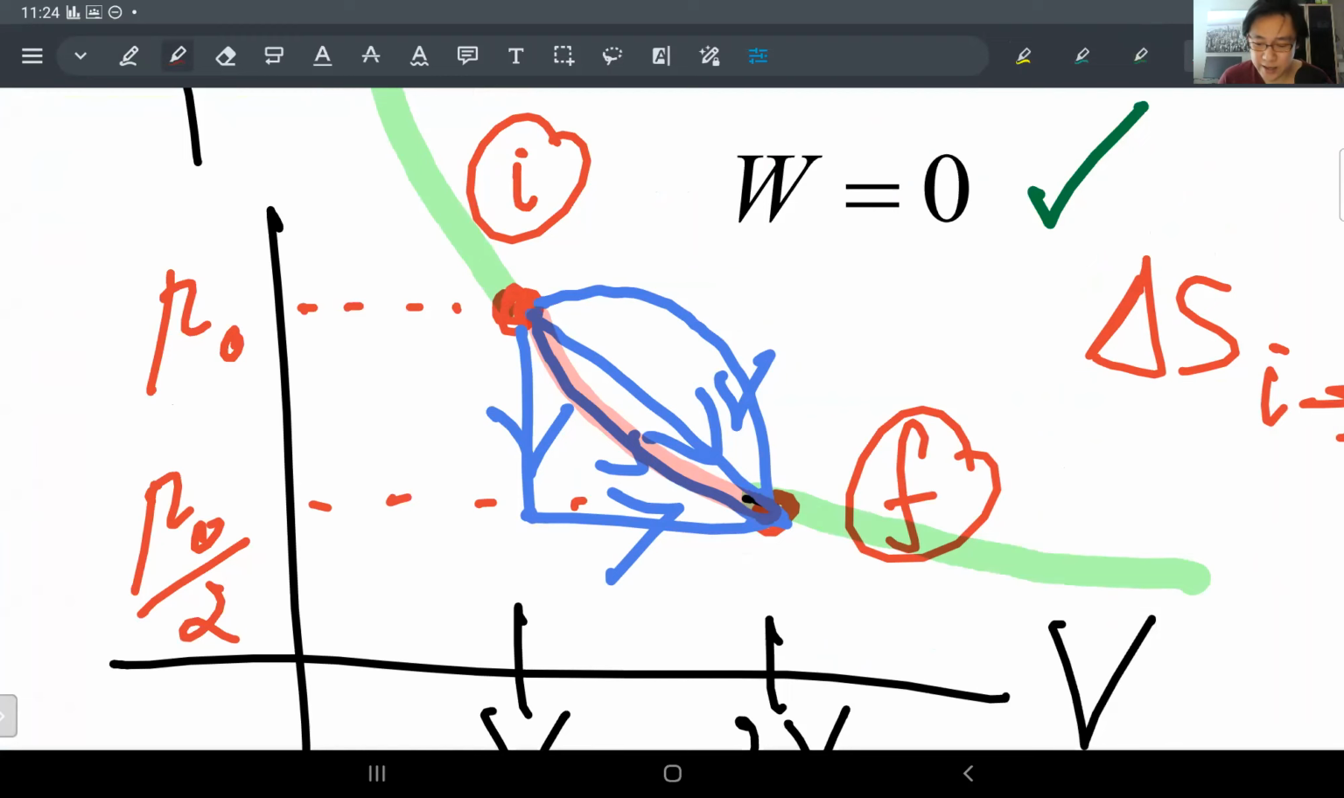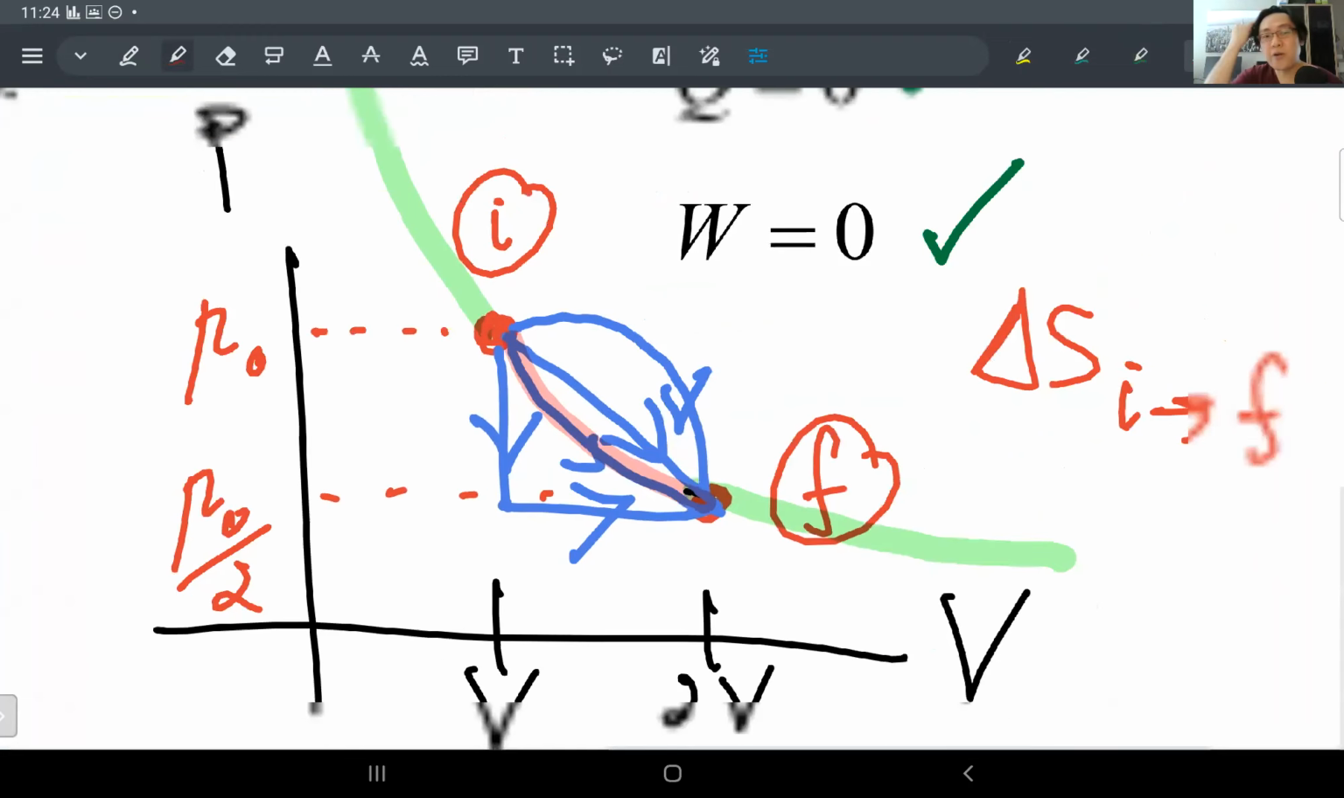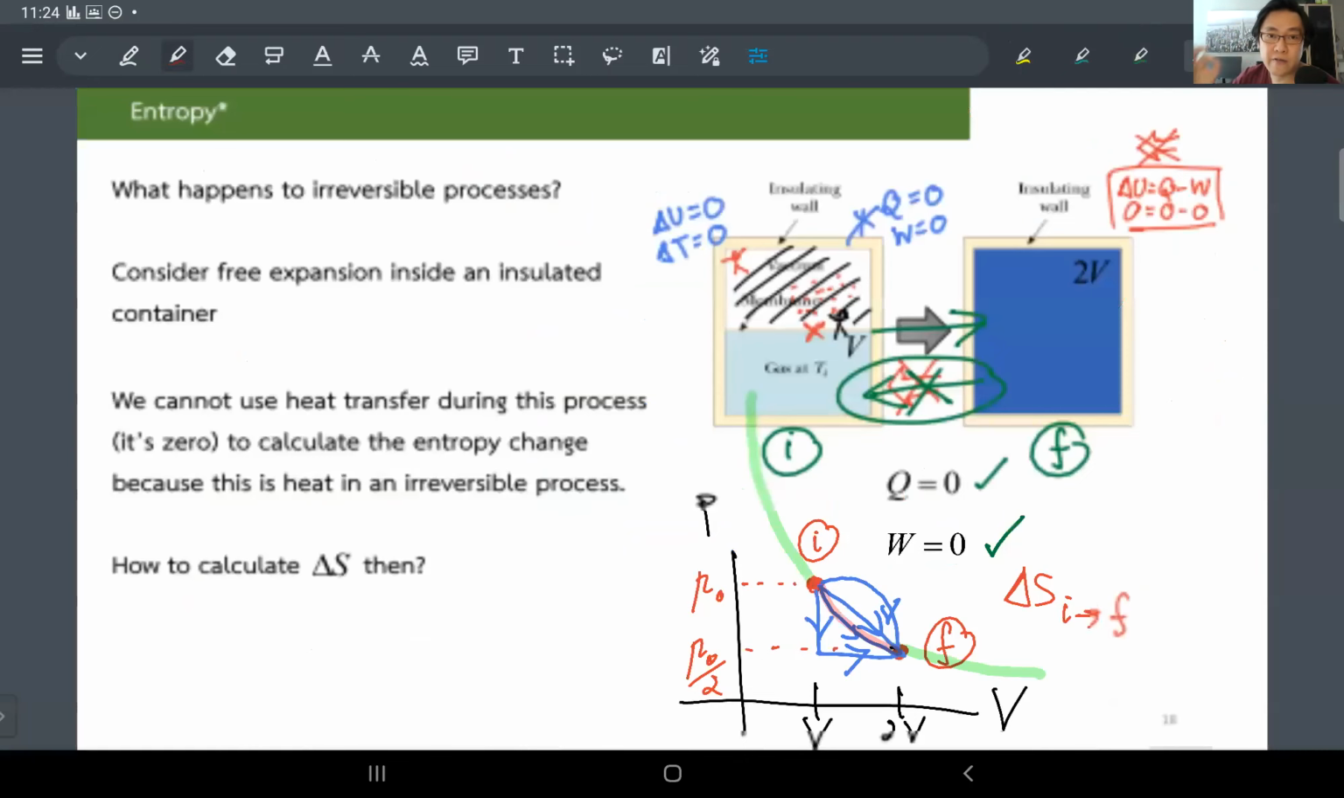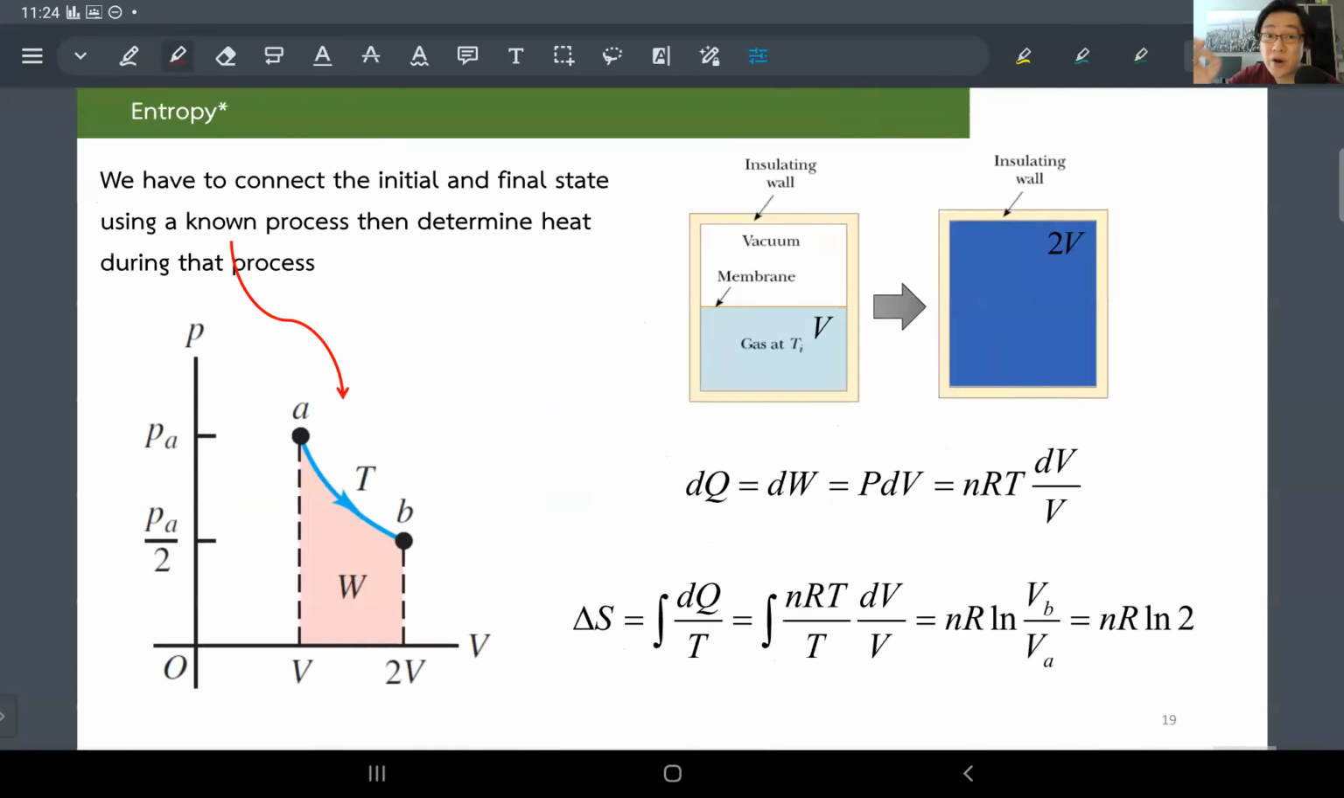So let's do that. Here we go, guys. I am connecting the initial point and the final point using any curve that makes it easy to calculate, and we already picked an isothermal process here. All right, let's do it. You're starting from dQ. It's just the work done, nRT dV over V. Let me write everything down one more time. It's P dV, and P equals nRT over V, right? This is what we started out with.